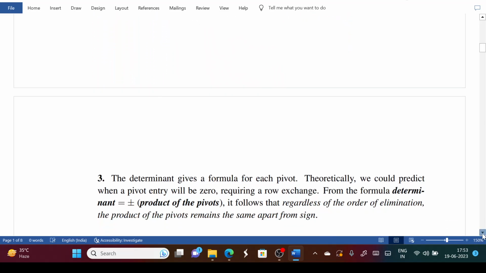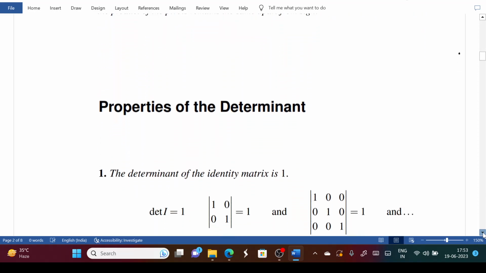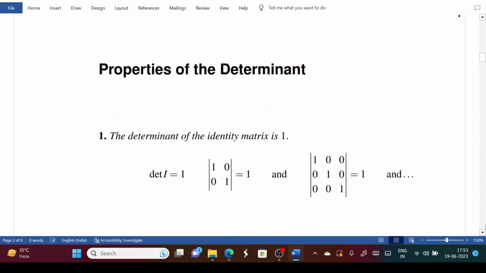Next, the determinant is a plus or minus product of the pivots. That is, if there exists a row interchange, then the determinant gets a negative sign. Hence, whatever pivots we get, if we multiply them, their modulus is the same as the modulus of the determinant. These are some of the aspects of the determinant.